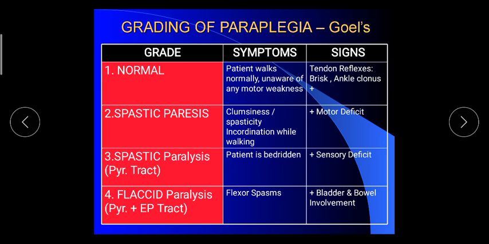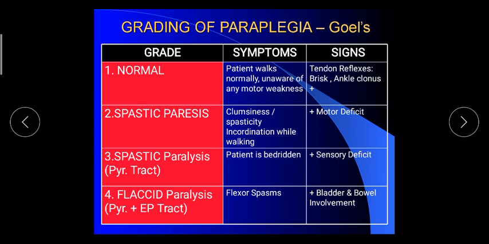The second grade is spastic paresis. Here there is clumsiness in walking and the clinician can note the motor deficit, that is, the power instead of 5/5 can be 4/5 or 3/5. Then spastic paralysis: here it is severe and the patient becomes bedridden. In addition you can find sensory deficit.